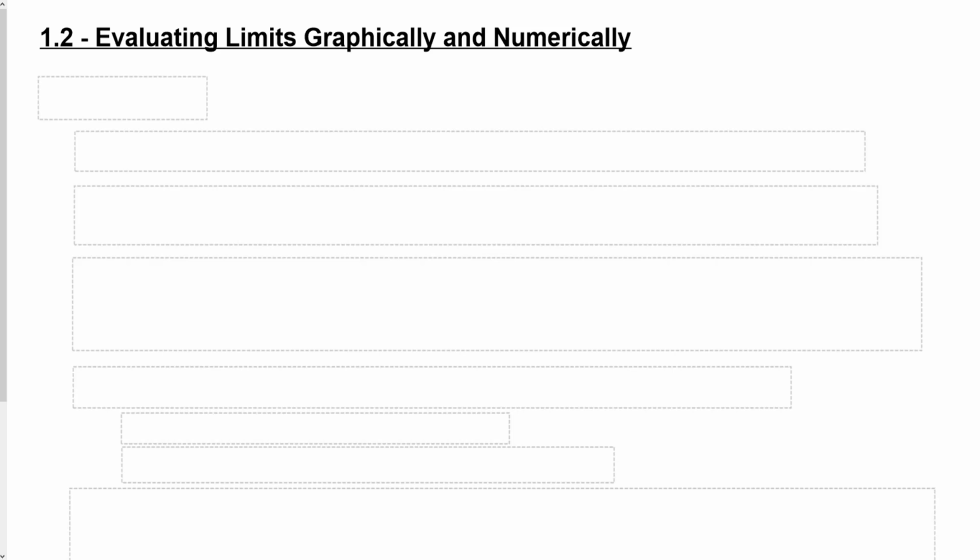This lesson is about limits, and we'll learn how to evaluate limits graphically and numerically. First, let's talk about what is meant by the concept of a limit.